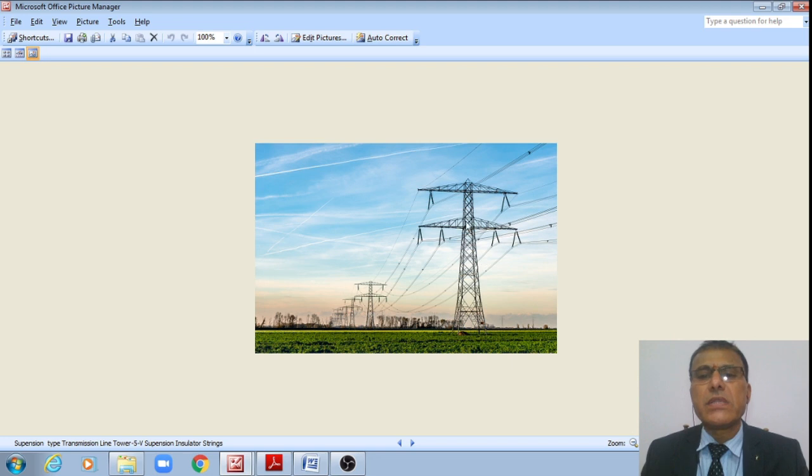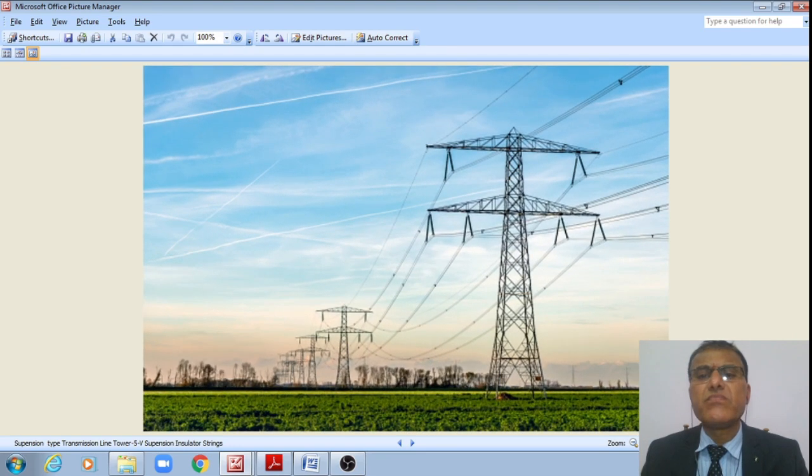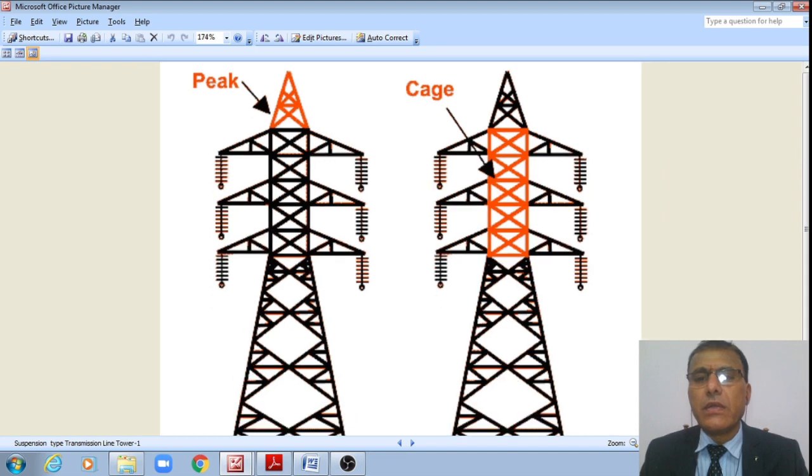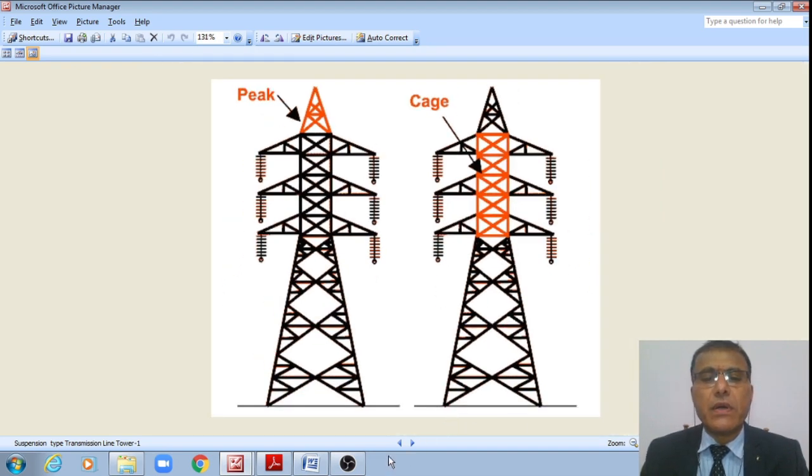Now this is for a double circuit. We do have 1, 2, 3 and 1, 2, 3. Therefore that is 2 circuits. Even the ground wire here is for this circuit, and the ground wire on the other side is for the second circuit. Now this is what is actually the suspension type transmission line tower.